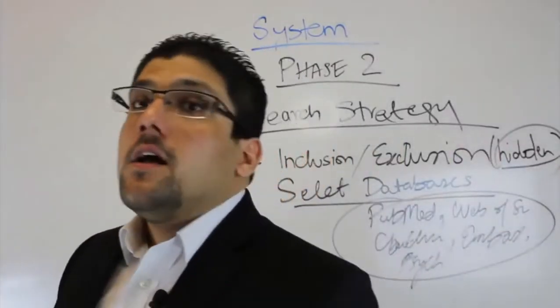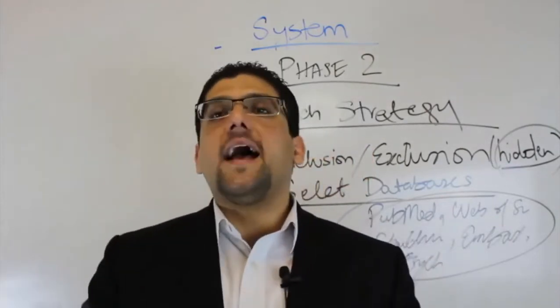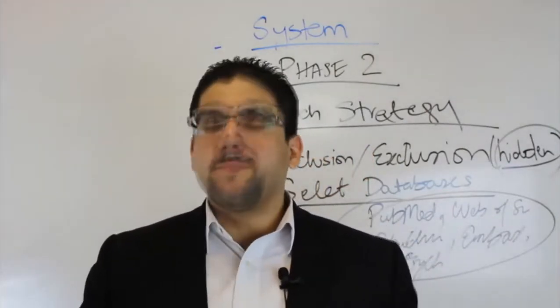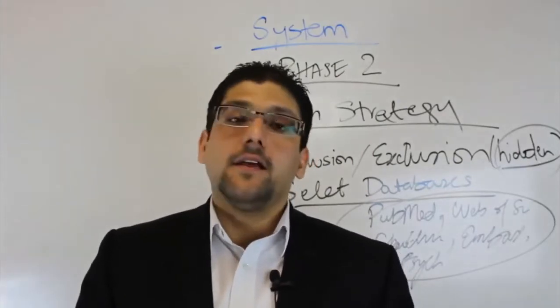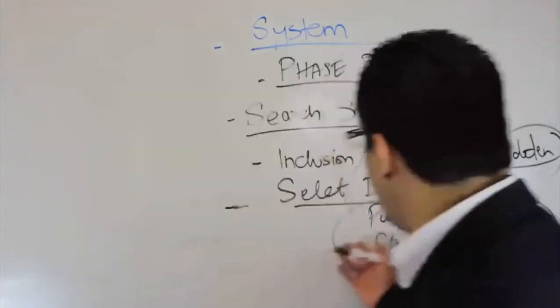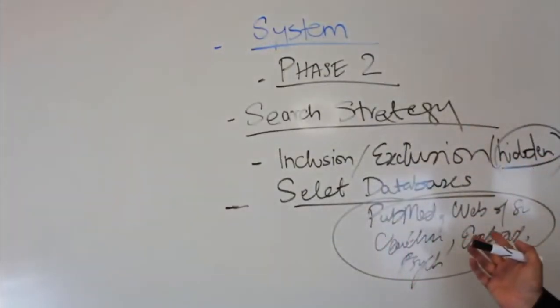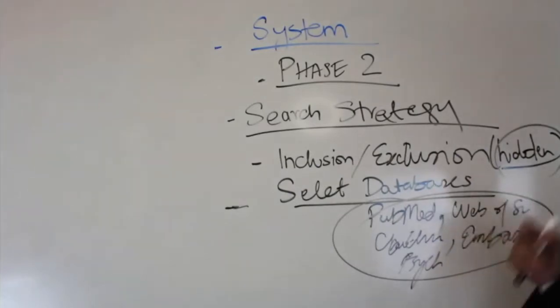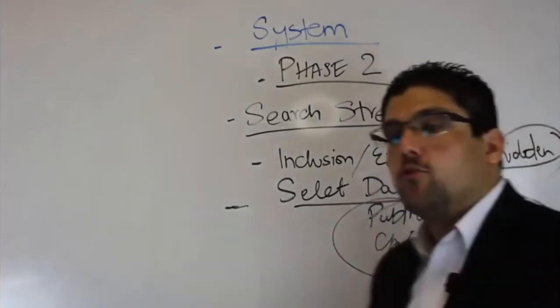And if you have time, then of course you can go to as many databases as possible. But we don't have enough time. Set a deadline and choose like two databases. I usually choose two databases if I want to finish a paper fast. PubMed and maybe Web of Science or Google Scholar. Anyone besides PubMed. So yeah, I have two databases.